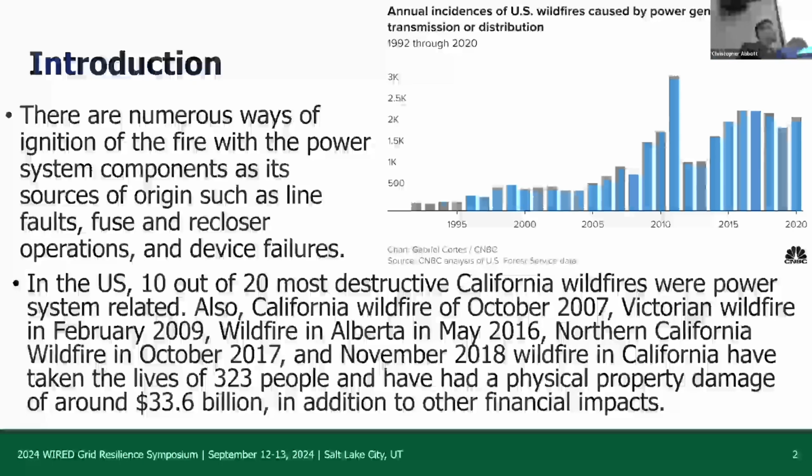Yesterday, we had the presentation from Brian from SDG&E that talked about these issues in SDG&E territory. And also in the morning, we had the session where they talked about the modeling and approaches for wildfire, very useful.